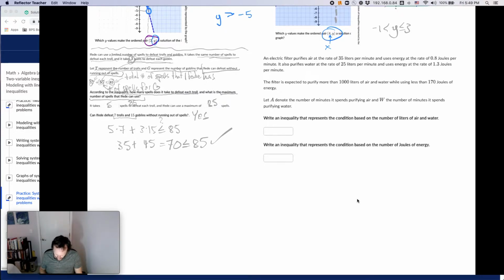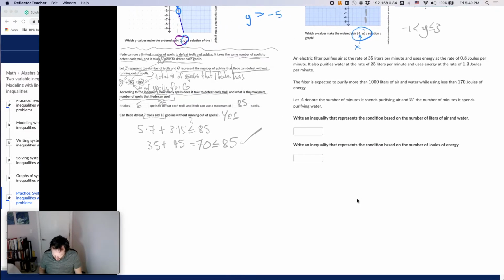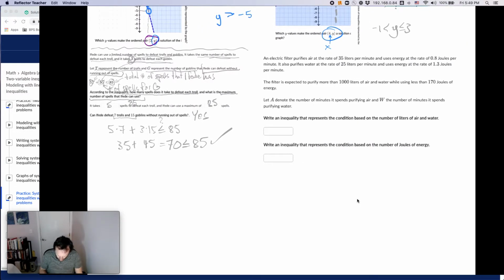Write an inequality that represents the condition based on the number of liters of air and water, and an inequality based on the number of joules. Okay, let's read it more carefully this time. We weren't told. Oh, no, we were. A, the number of minutes it spends purifying air. W, the number of minutes it spends purifying water.